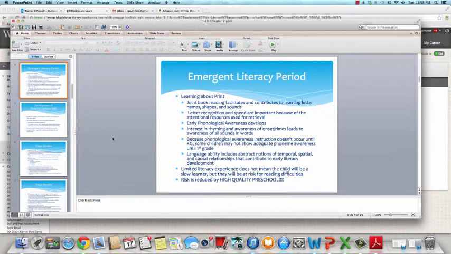I put this in bold, high caps. High quality preschool reduces your risk for reading deficits because you can teach phonological awareness skills earlier. You can teach emergent literacy skills earlier. You can teach joint book reading earlier in high quality preschool. But again, a lot of the preschool systems that are in place may not be high quality in regards to language learning environments. They're hitting the alphabet.